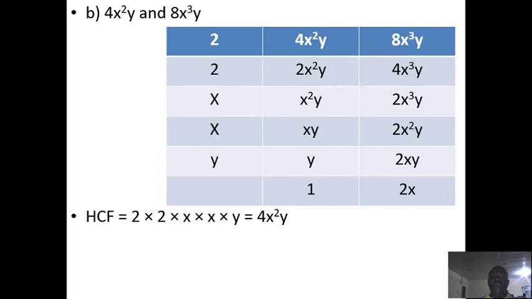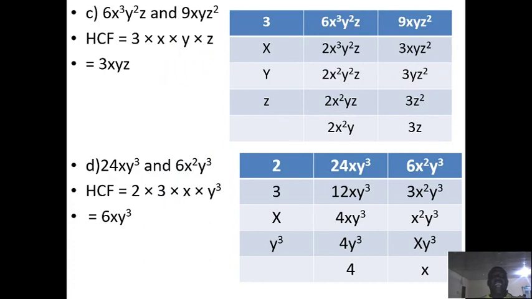So y into y will give me 1, and y into 2xy will give me what? 2x squared. So you see that for the two final results obtained here, there is no common factor that can divide the two of them any further. So we will stop at this level and multiply 2 times 2 times x times y, which gives us what? 4x squared y.